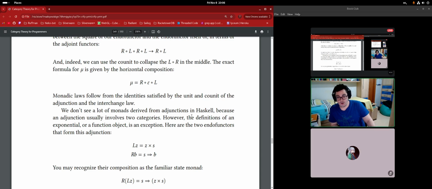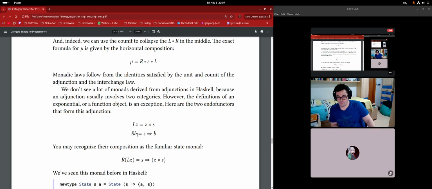However, the definition of an exponential or a function object is an exception. Here are the two endofunctors that form this adjunction. So, as far as I can tell, these are the two endofunctors that form the adjunction, which is the exponential. Is that what's being said here? Yeah. Wait, it's saying a function object. So this is what it's calling a function object.